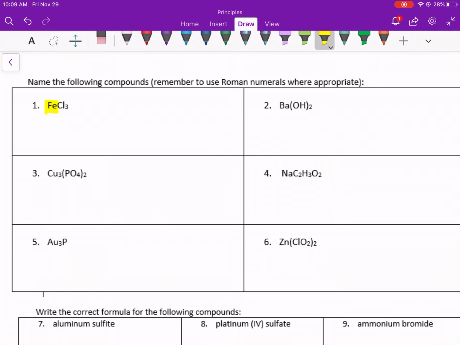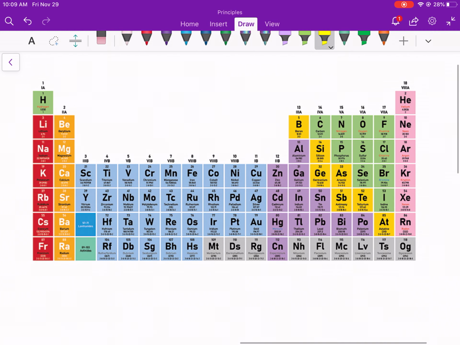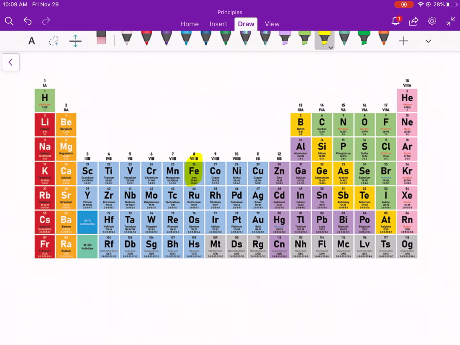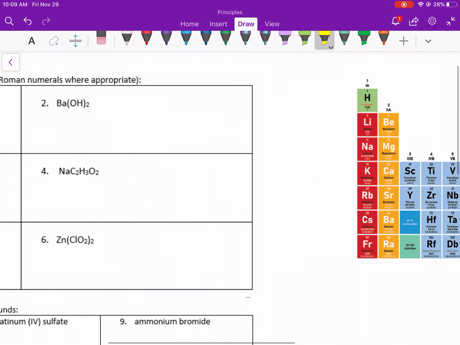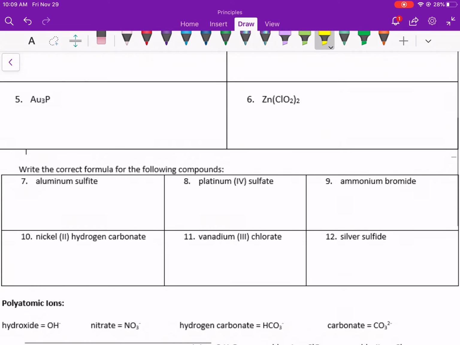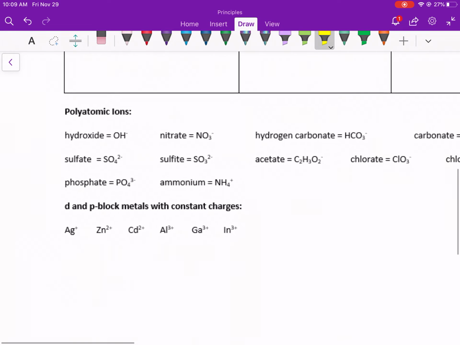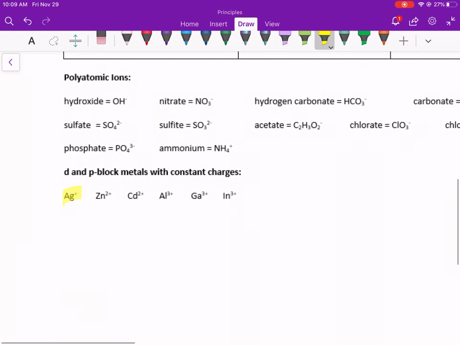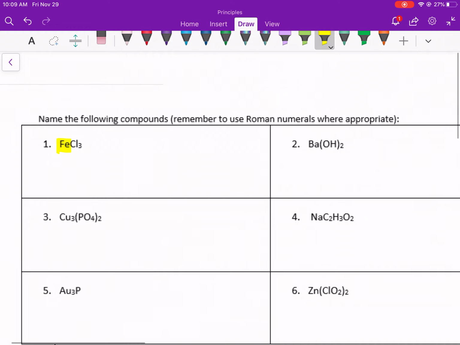So iron, though, and again, you should have your periodic table handy for this, but iron, Fe, is right here in the middle of the transition metals. It is a transition metal, and it's not one of our exceptions. The exceptions, you should have written this down in your notes already, but here they are. Silver is +1, zinc is +2, so is cadmium, aluminum, gallium, and indium are all +3. So those are metals that we don't include the Roman numeral for because they're always the same charge. Iron is not one of those exceptions, so we need to include the Roman numeral for the charge. So how do we figure it out?